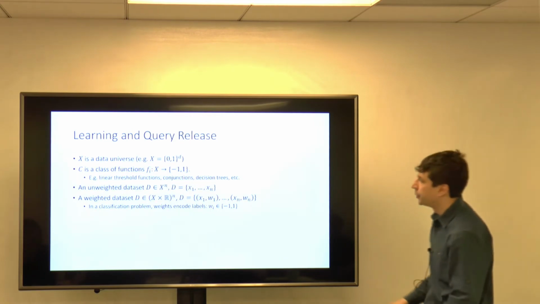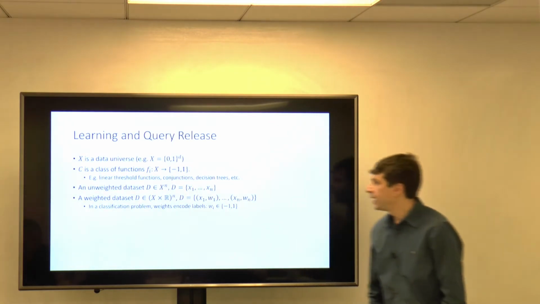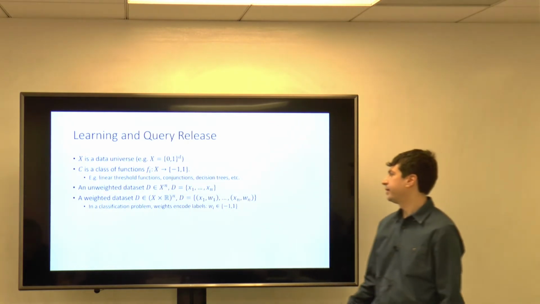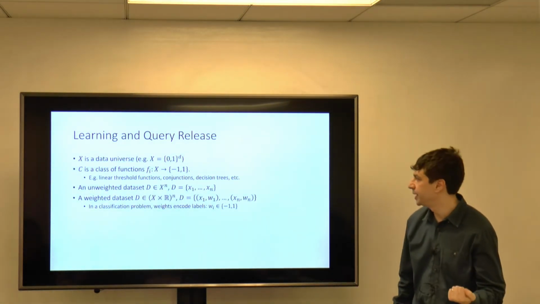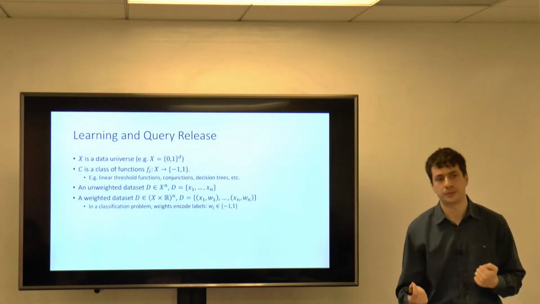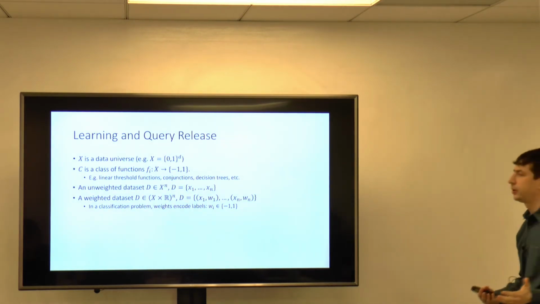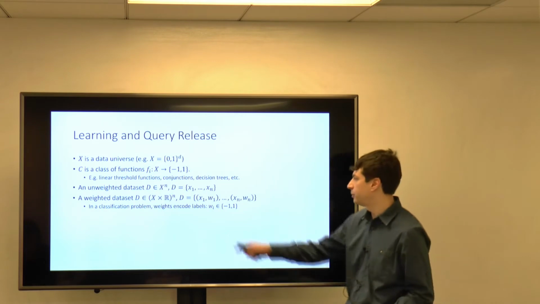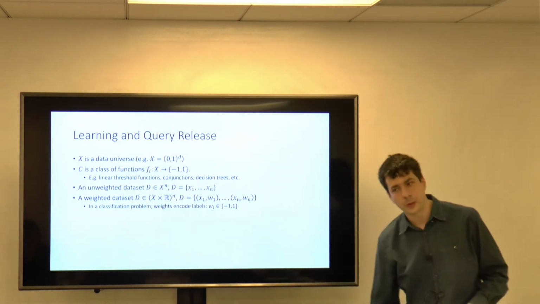So an unweighted data set is just a collection of n records from the data universe. And a weighted data set is just a collection of n pairs, each of which is a record from the data universe and some real valued weight. Okay, and maybe think about the weights as encoding labels in a learning problem. So in a classification problem, the weights might be -1 or 1, specifying whether it's a positive example or a negative example.